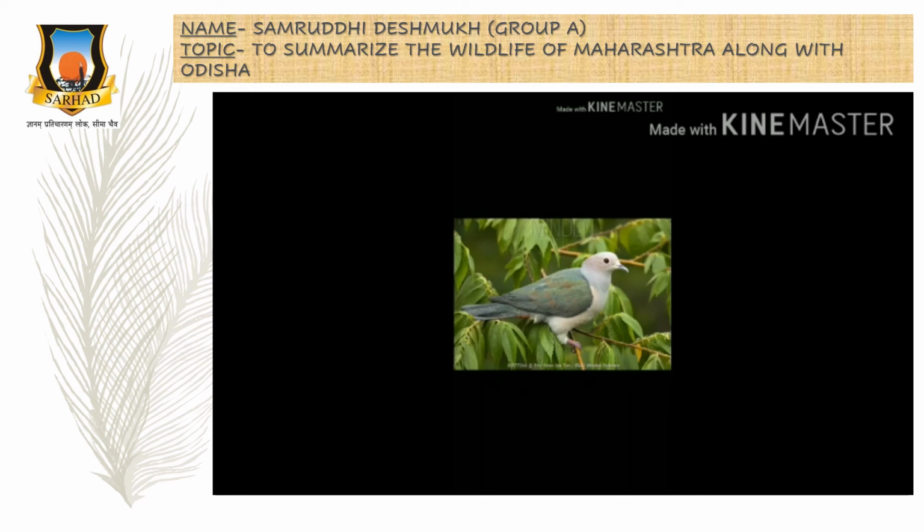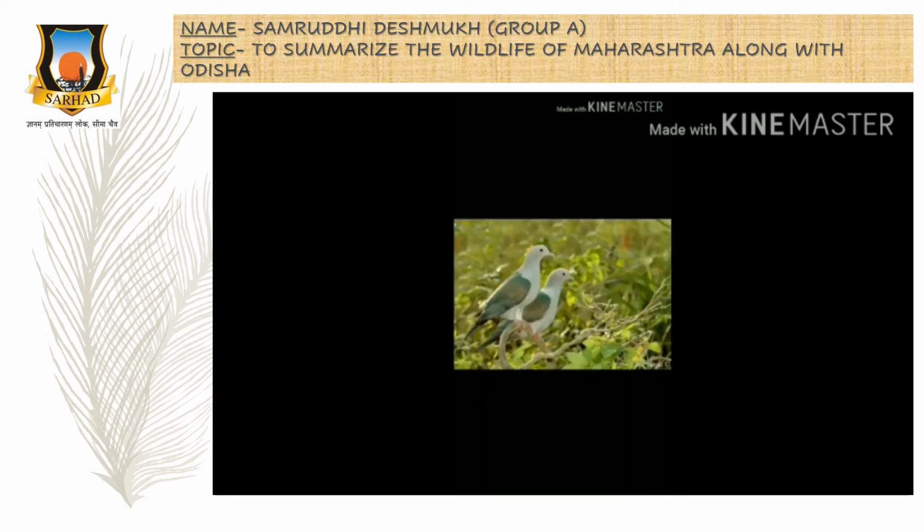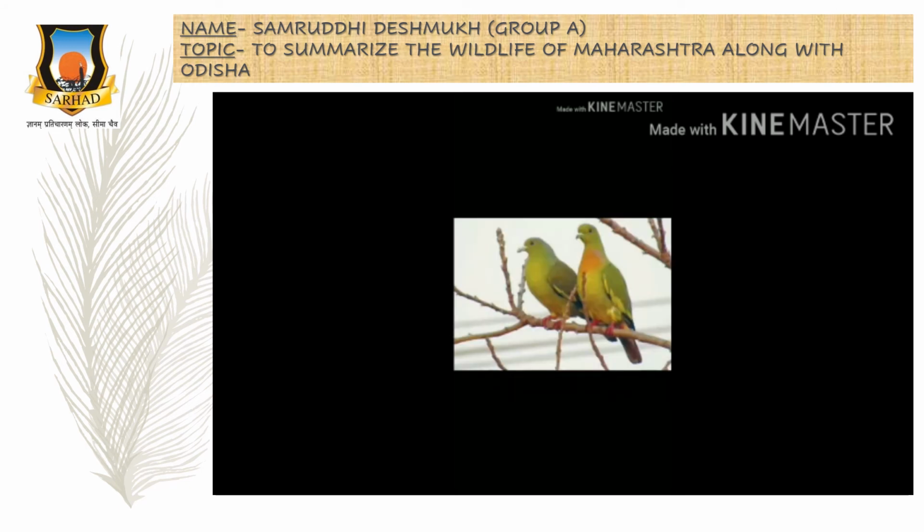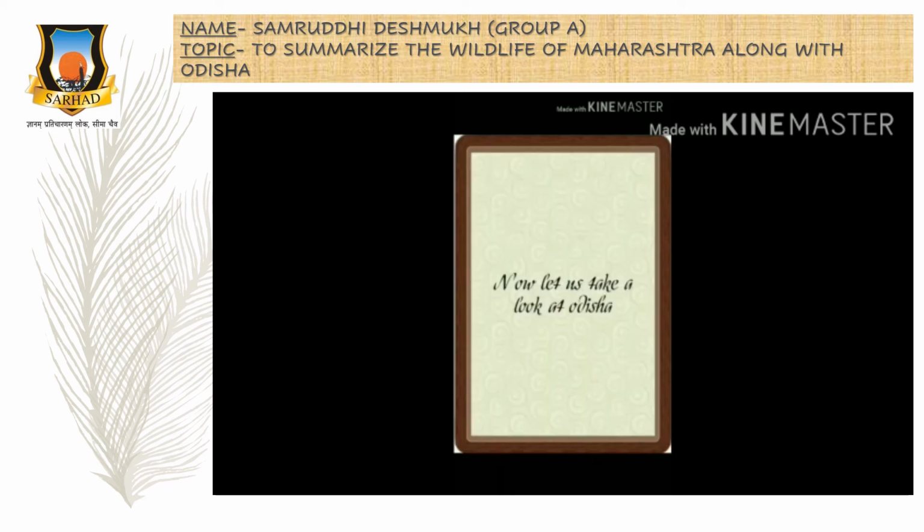The green imperial pigeon is a large forest pigeon. The large range extends from southern India and Sri Lanka eastwards to southern China, Indonesia, and the Philippines. The yellow-footed green pigeon, also known as yellow-legged green pigeon, is a common species of green pigeon found in the Indian subcontinent. It is the state bird of Maharashtra. In Marathi, it is called hola or harial. The species feeds on fruit, including many species of ficus. They forage in flocks. Now, let us take a look at Odisha.